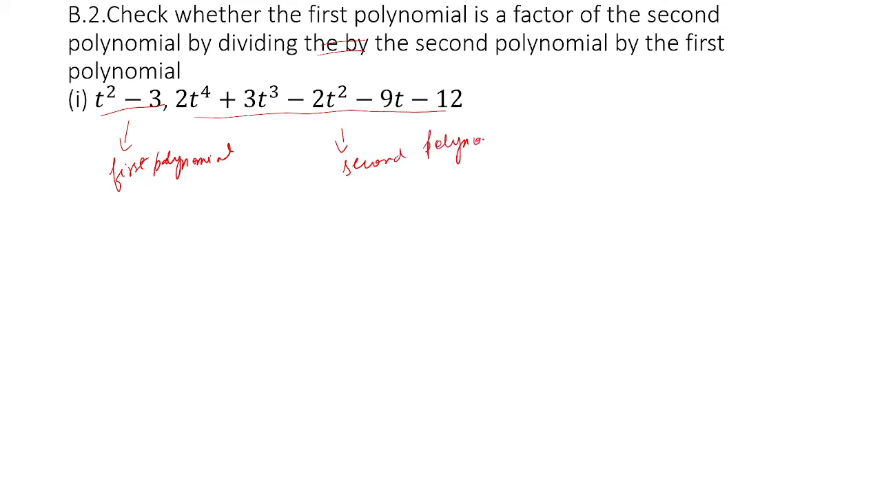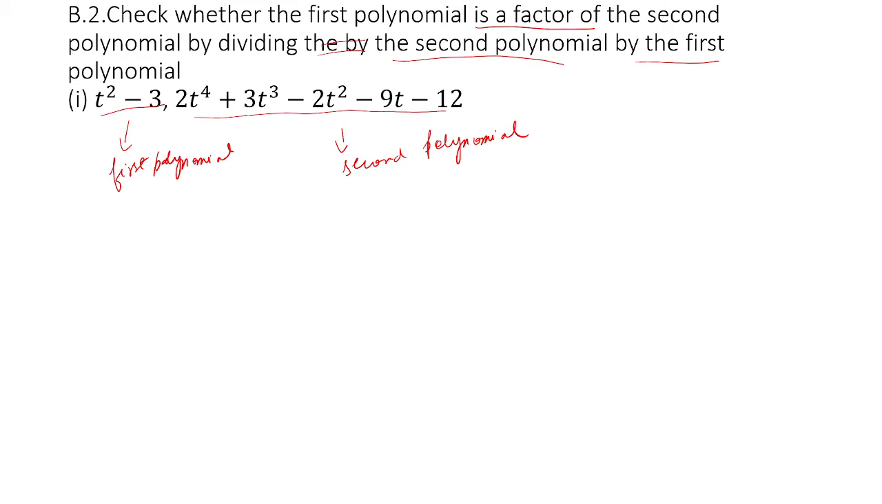Clear? So we have to divide the second polynomial by the first polynomial. Read the question properly and try to understand it. We'll be dividing 2t to the power 4 and so on, by t square minus 3. The question also asks us to check whether it is a factor of the second polynomial, so if the question asks whether it is a factor, you should check.